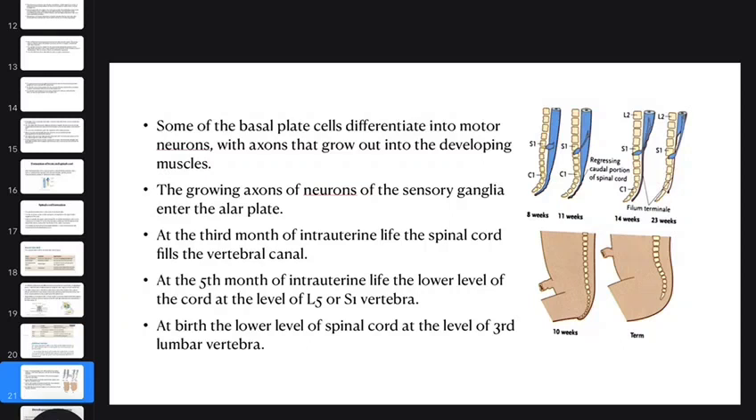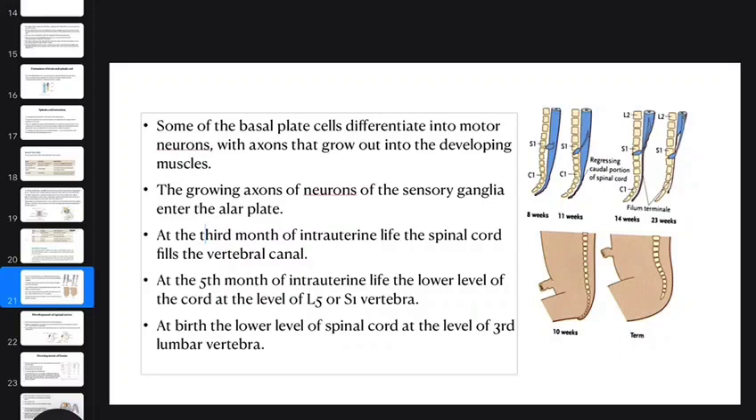And some of the basal plate cells differentiate into the motor neurons with the axons that grow out into the developing muscles. The growing axons of the neurons of the sensory ganglia enter the alar plate. At the third month of intrauterine life, the spinal cord fills the vertebral canal, and at the fifth month of intrauterine life, the lower level of the spinal cord is at L5 or S1. And at birth, the lower level of the spinal cord is at the level of the third lumbar vertebra.